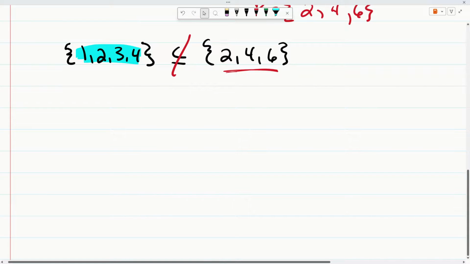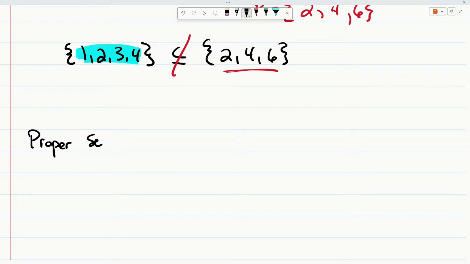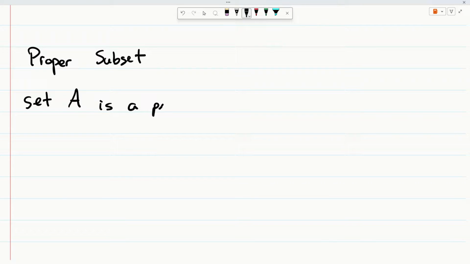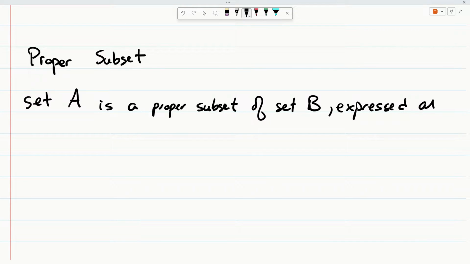Now, the next thing I want to go over is what we call a proper subset. Now, a proper subset is defined as set A is a proper subset of set B, expressed as A ⊂ B. Now look at the difference. There's no line underneath this sideways letter U. There's no line underneath it. So that's what makes it a proper subset.